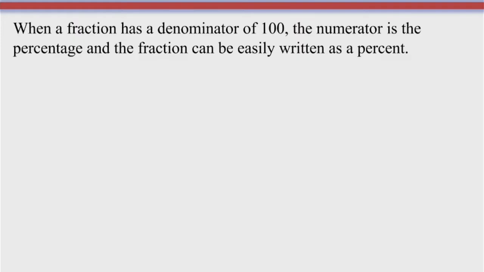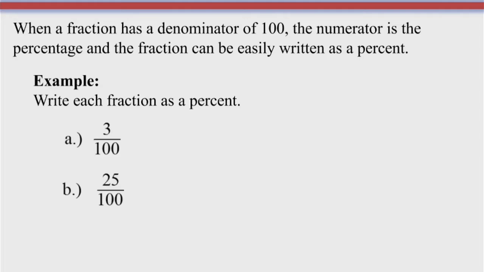When a fraction has a denominator of 100, the numerator is the percentage, and the fraction can be easily written as a percent. So if we have fractions that look like these, something over 100, it is immediately convertible to percents. So 3 over 100 is 3%. 25 over 100 is 25%. 7.5 over 100 is 7.5%.